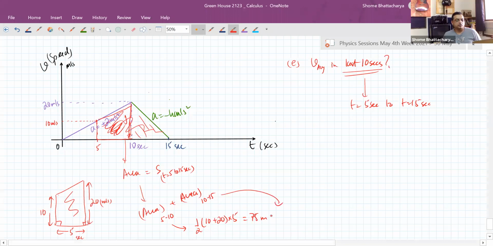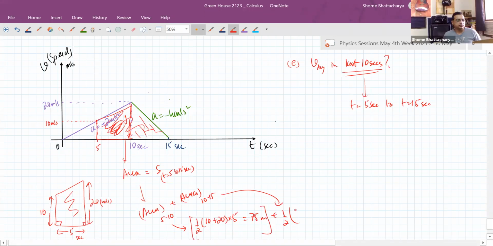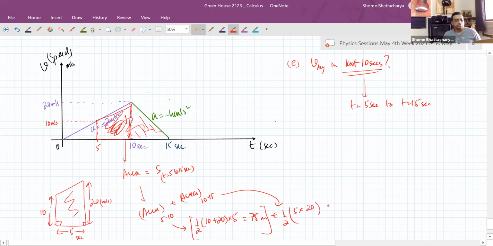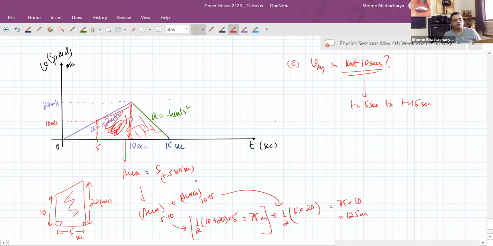And then this one is the area of the triangle, half into base into height. So half into 5 into 20, which comes to 50. So this is coming out 75 plus 50, so 125 meters. Now the average speed will be 125 meters divided by 10 seconds, so 12.5.